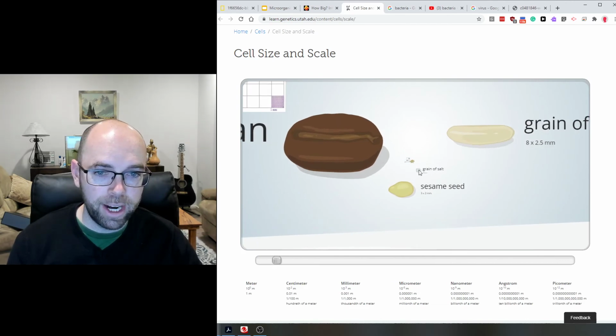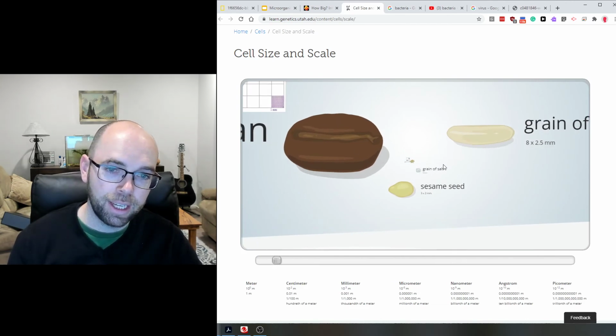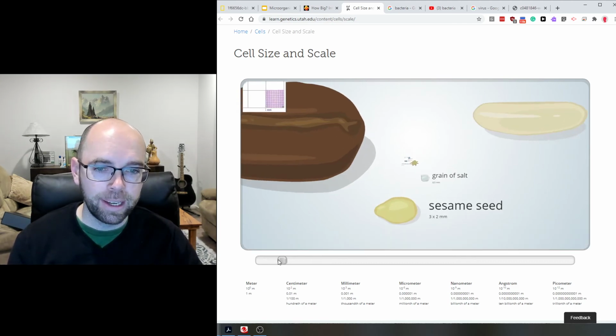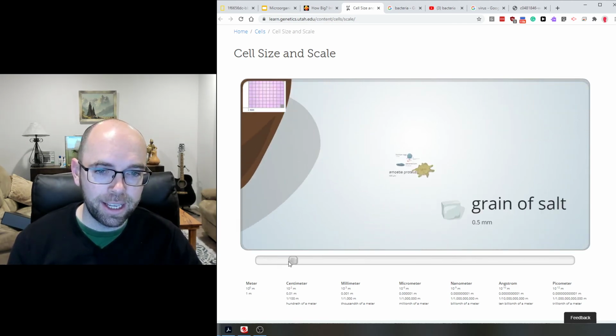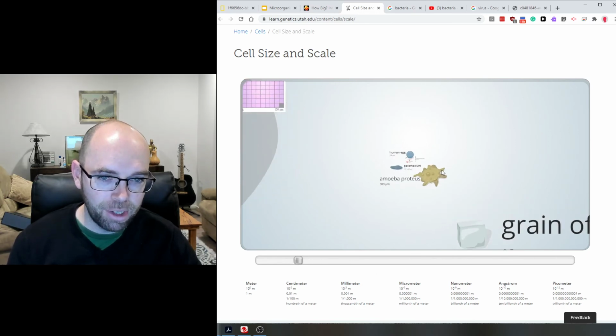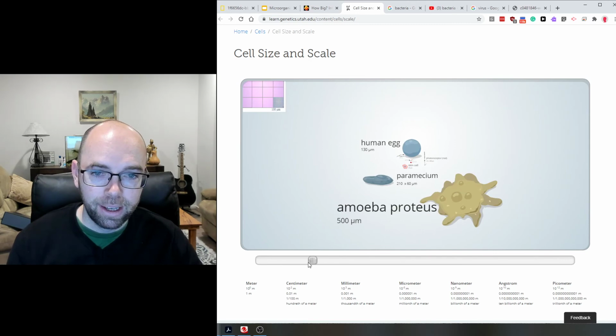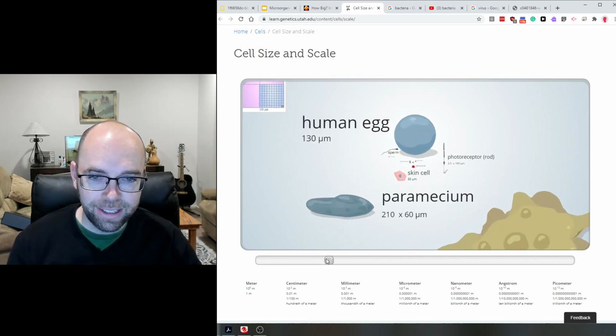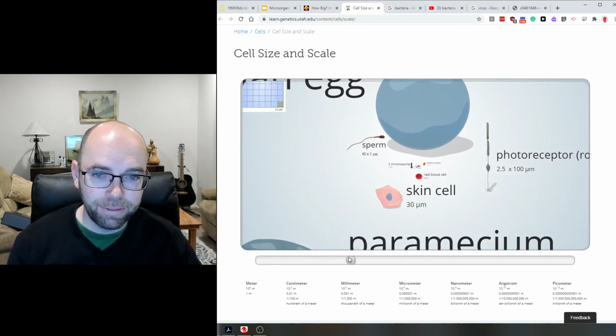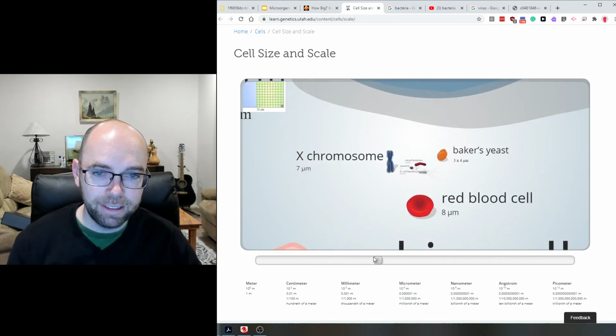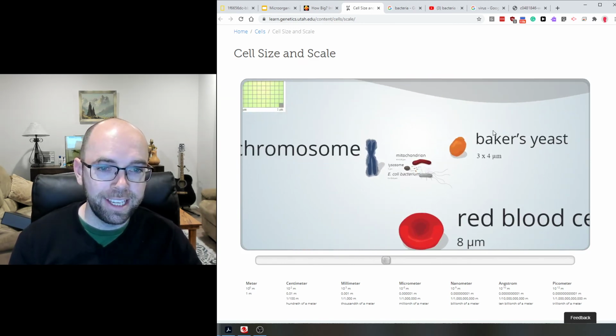See there's a grain of salt. We can see a grain of salt. It's small, but we can see it. But these ones under here are so much smaller. There's an amoeba, a human egg, skin cells. Let's keep going in further. Red blood cells, X chromosome, and here's the yeast.